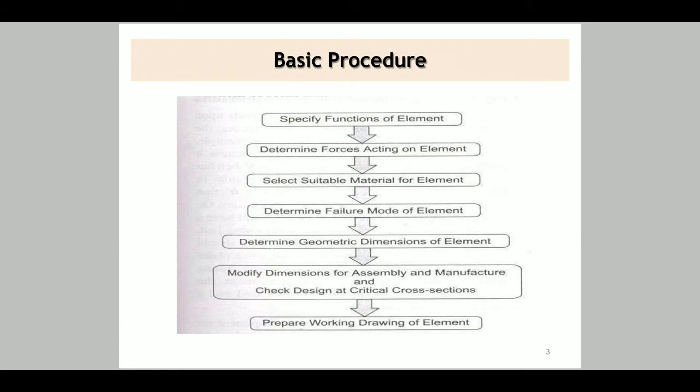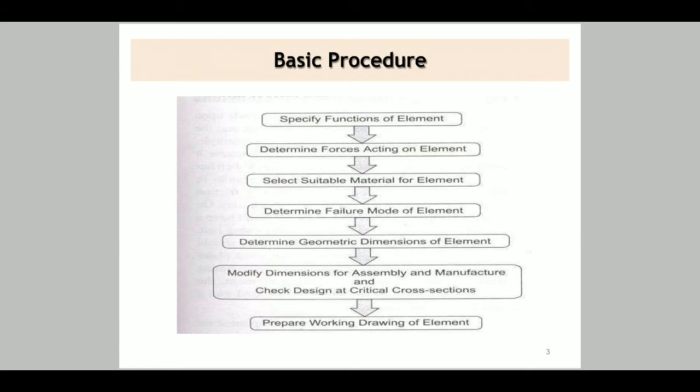Next is selecting a suitable material for the element. So we have to select a particular material for a particular element according to its function, which will suit its process. Next is to determine the failure mode of the element. There are lots of failures behind the systems, so we have to determine the different failure modes and work on that so the system will perform smoothly without any failure.